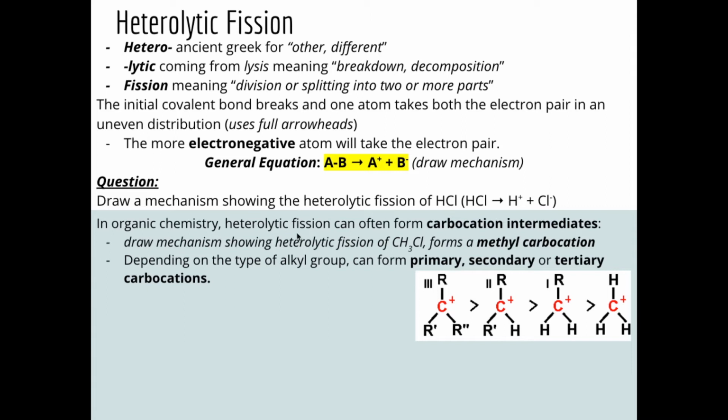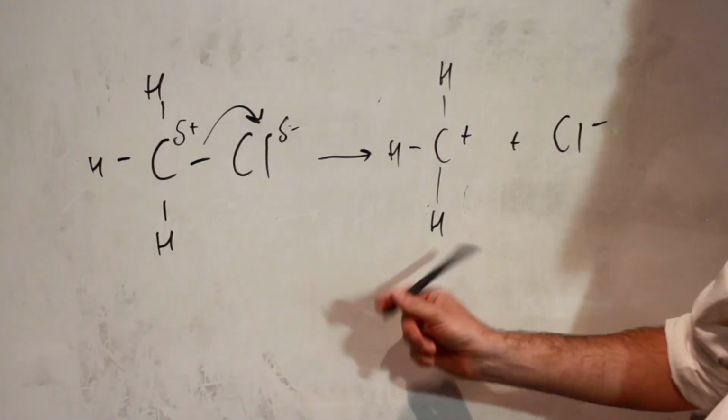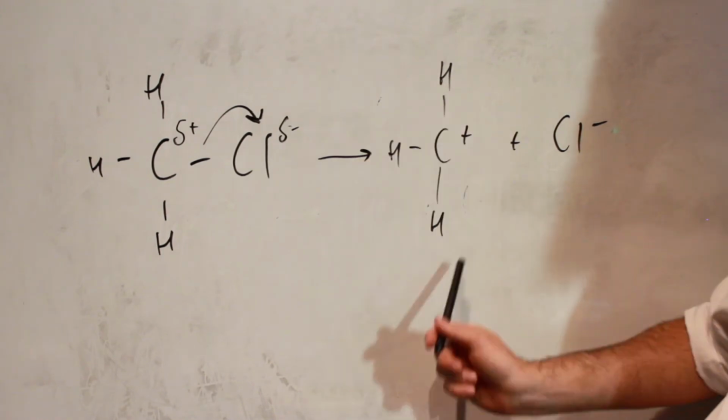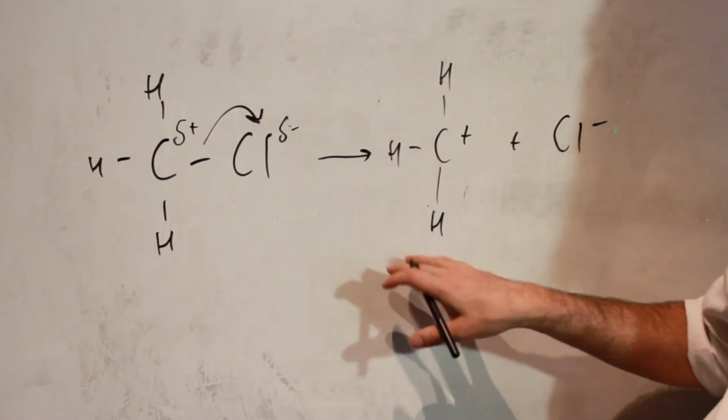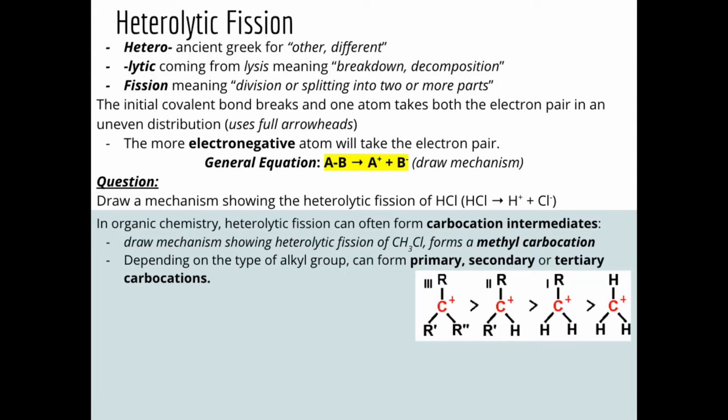Now, we can form different kinds of carbocations depending on how many alkyl groups, so depending on the carbon chain attached to our carbocation. So this has no alkyl groups attached to it, so this is just a methyl carbocation, whereas if we had one other alkyl group attached to it, so we had an R there and then these are just hydrogens, we would form a primary carbocation. 2 would form a secondary carbocation. 3 would form a tertiary carbocation. So primary for 1, secondary for 2, tertiary for 3 other alkyl groups.